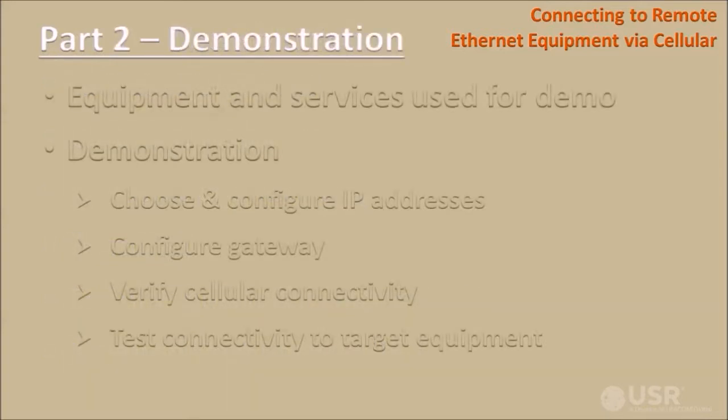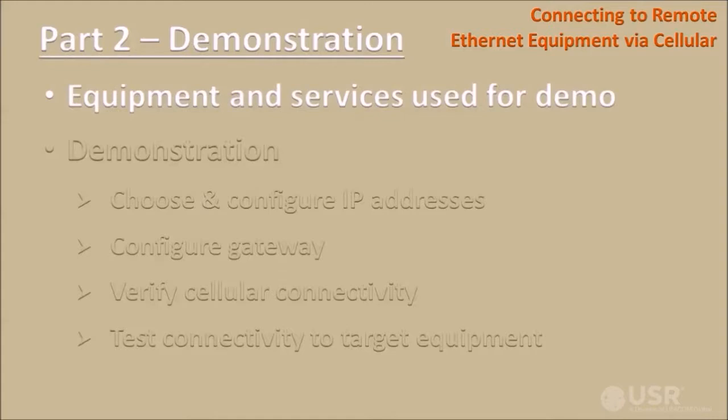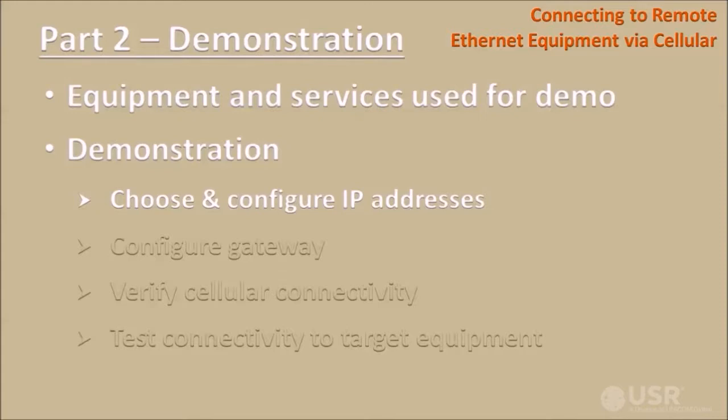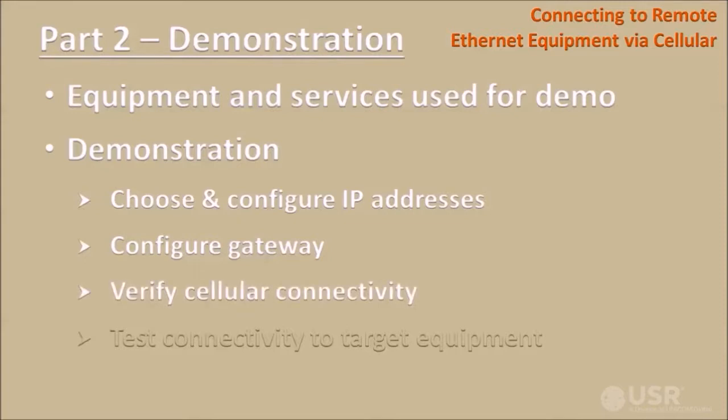In part 2 of this video, I'll demonstrate how to set up a mobile-terminated M2M system using typical equipment and suitable cellular services. I'll demonstrate how to configure IP addresses that allow an Ethernet connection between the gateway and the target equipment, and how to configure the cellular gateway for connectivity between the target equipment and the cellular network, and how to verify cellular connectivity to the gateway. And finally, I'll test the end-to-end connectivity to the target equipment.